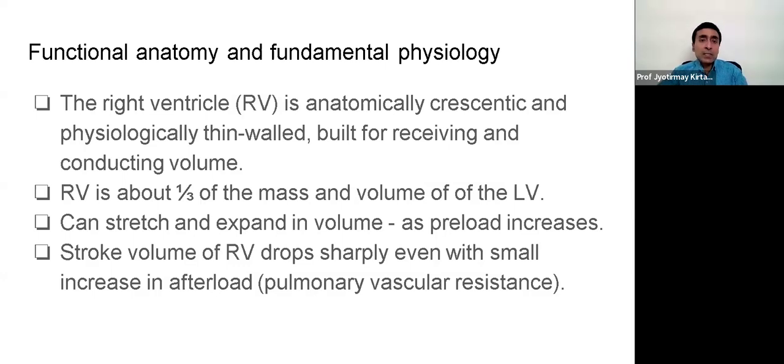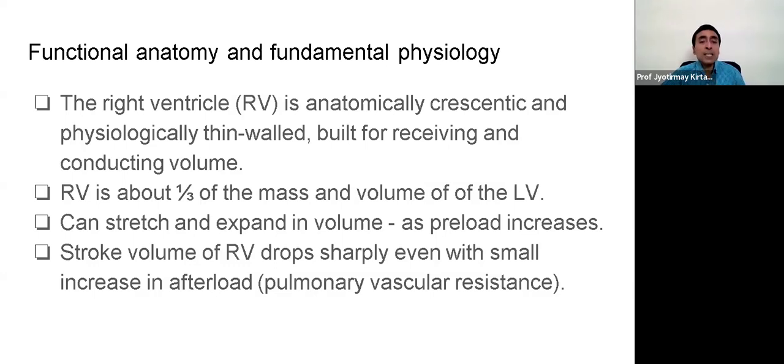So that's how the anatomy translates into the pathophysiology. As I've just told, the RV is, I would say, a very ordinary kind of thing. It's one third of the mass and volume of the LV under ordinary circumstances, but it can stretch and expand in volume. If you fill it with fluid, the preload increases and its output will also increase. But there's a very important point. Even if you forget everything, you must remember that the RV is very sensitive to afterload. If the afterload increases even a little bit, the RV stroke volume would dramatically drop.